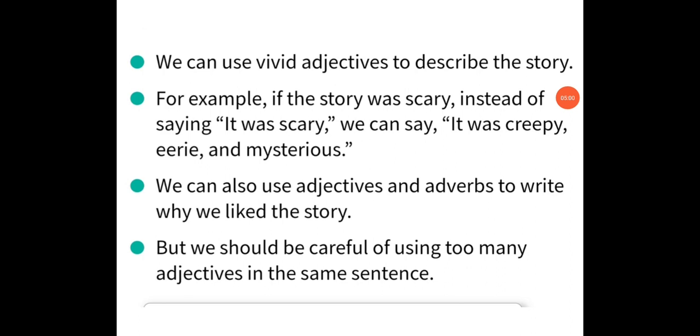We can also use adjectives and adverbs to write why we like the story. Next one, but we should be careful of using too many adjectives in the same sentence. Okay, I hope it is clear to you.